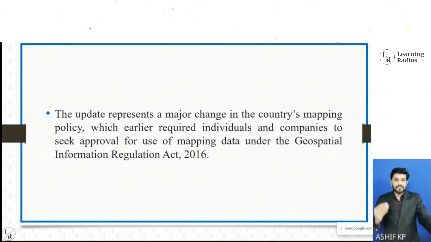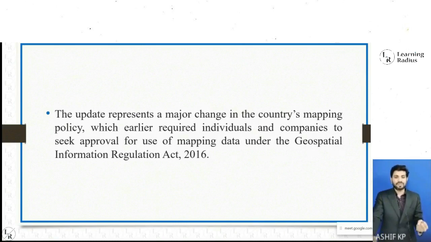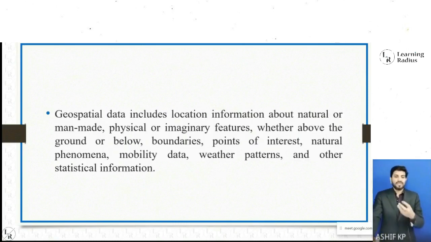So the fundamental static area regarding the same, that is the Geospatial Information Regulation Act 2016: in the context of liberalization of geospatial data, you should have clarity on what the Geospatial Information Regulation Act 2016 is about. Geospatial data includes location information about natural or man-made, physical or imaginary features, whether above the ground or below, boundaries, points of interest, natural phenomena, mobility data, weather patterns, and other statistical information.